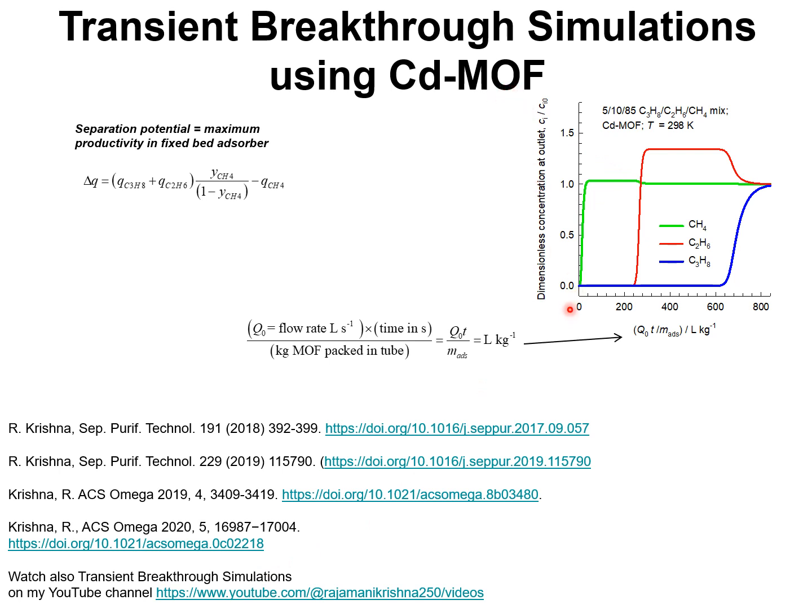The transient breakthroughs are presented in the form of the dimensionless concentrations at the exit of the adsorber as a function of a modified time parameter that consists of Q0 times T divided by the mass of adsorbent in the bed, where Q0 is the flow rate of the gas mixture at the inlet, say in units of liters per second. T is the time in seconds, and the mass of adsorbent in the bed, M sub ads, is in kilograms, and the x-axis has the units of liters per kilogram.